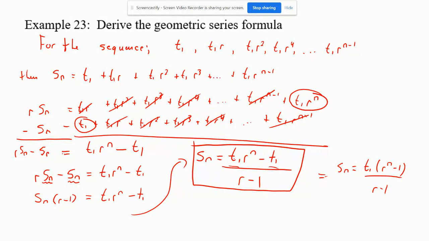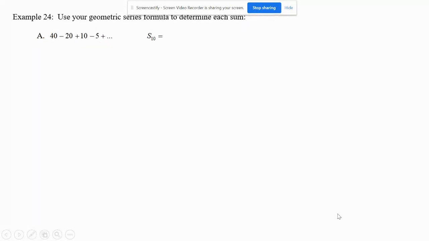So the T1 comes out in front, R to the N is here, and then if I factor T1 under this term, it's just minus 1 over R minus 1 like this. So I think this is the version that you guys see on your formula sheet for this one over here. All right, so our formula is Sn equals T1 R to the N minus 1 over R minus 1. Okay, so in this case, we want to figure out S10.